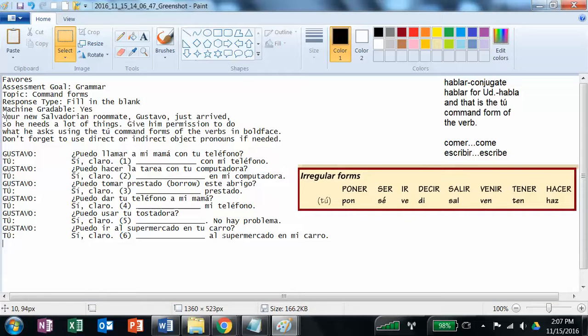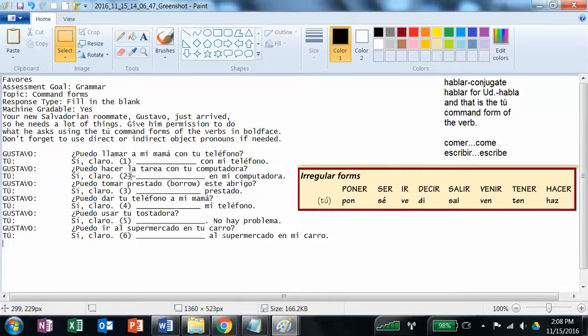Okay, so it says your new Salvadorian roommate Gustavo just arrived, so he needs a lot of things. Give him permission to do what he asked by using the usted command forms of the verbs and boldface. Don't forget to use direct or indirect object pronouns if needed. And again, when we attach a pronoun to these guys, we have to add in a written accent mark, and it goes where the original accent would have fallen.